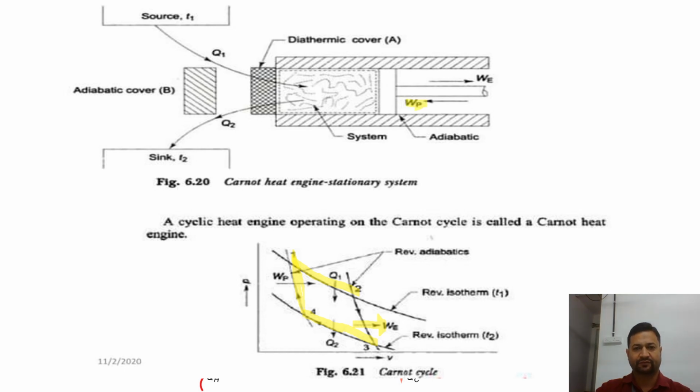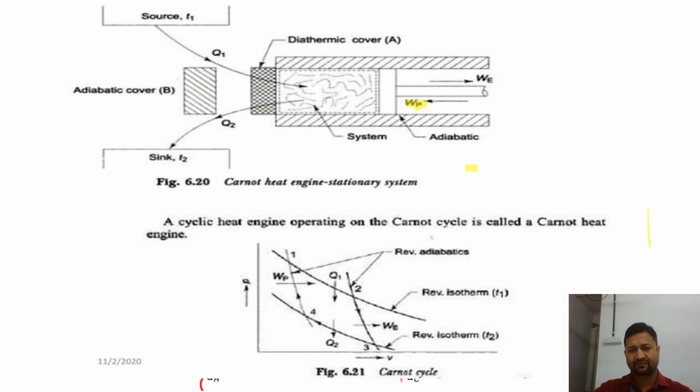This is your compression process, where your piston will be pushed inside and your fuel will be compressed. So for a typical Carnot heat engine, the efficiency we have studied is nothing but 1 minus Q2 by Q1. This is the efficiency formula for every heat engine, whether it is a Carnot heat engine or a steam engine. Everywhere the formula for efficiency will remain the same, that is, the basic formula is net work done over heat supplied, which we have studied in the previous lectures, previous slides.